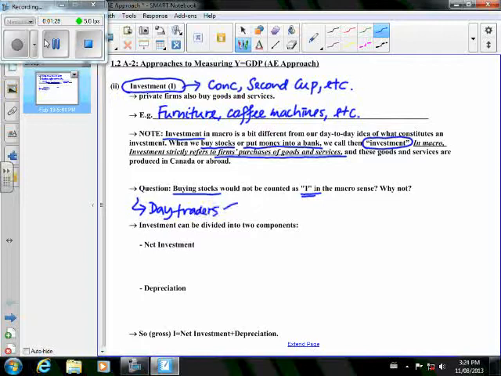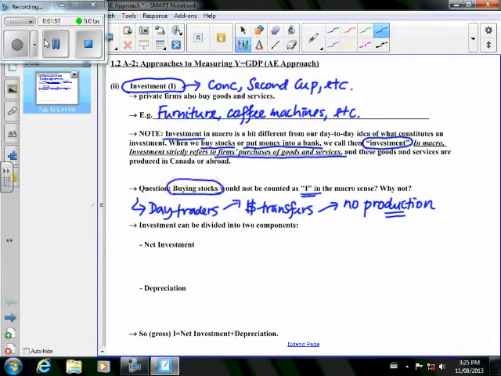I buy stocks this morning, sell them in the afternoon. What happens is the money that changes hands are just transfer payments. My money goes to you, your money goes to someone else, and so on. No new product is being produced in the process. As a result, buying stocks or putting some money aside is not investment in the macro sense.